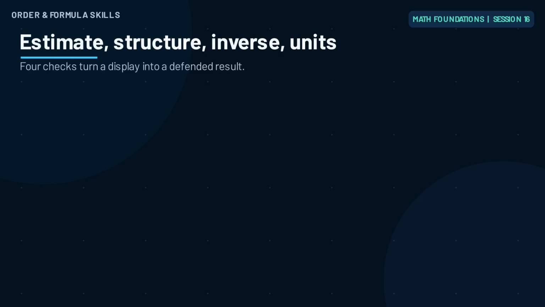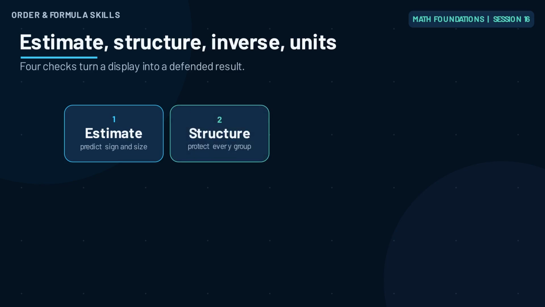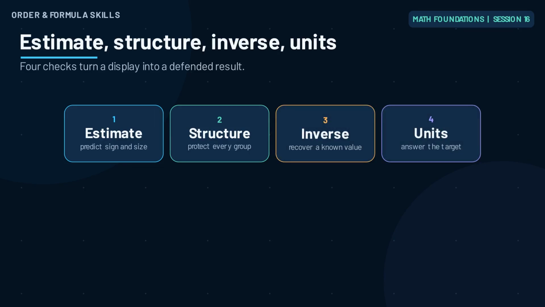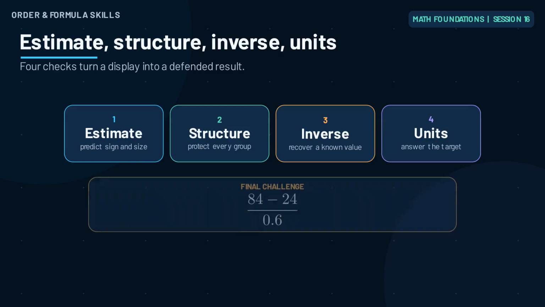Use a 4-part reliability routine whenever a calculator result matters. Estimate the sign and approximate size. Enter the complete mathematical structure. Verify with an inverse operation when possible. Check that the units answer the actual question.